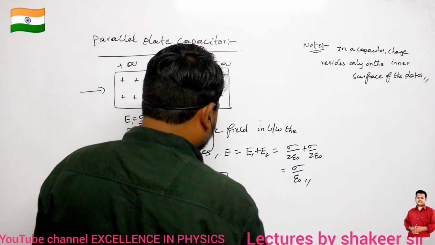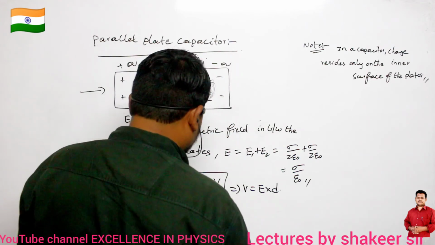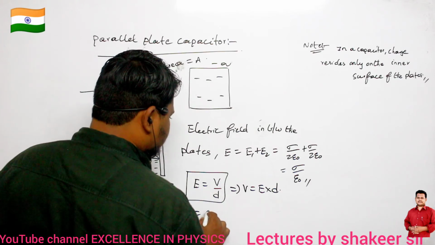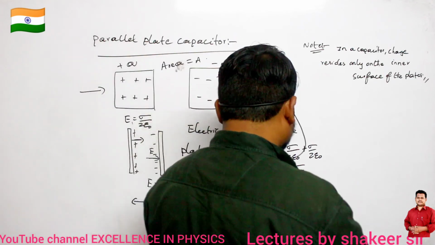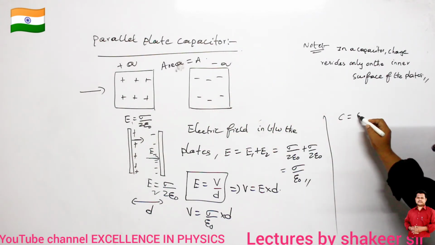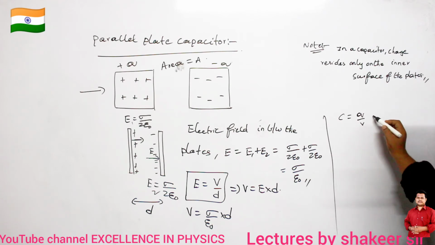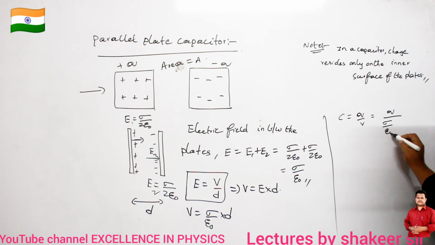Therefore, what is the V value? V equals E into D. So potential V equals sigma by epsilon naught multiplied by D. Why am I calculating the V value here? Because I can calculate capacitance. And what is the equation of capacitance? C equals Q divided by V. So Q divided by V, where V is sigma by epsilon naught into D.